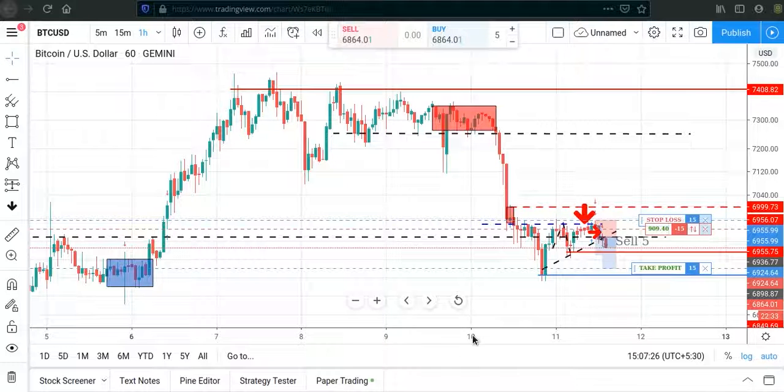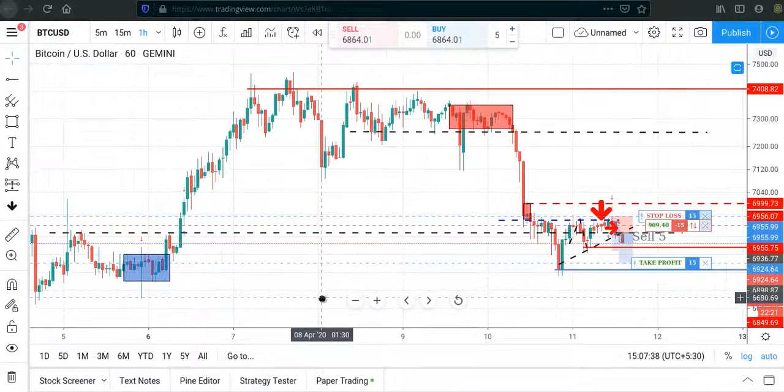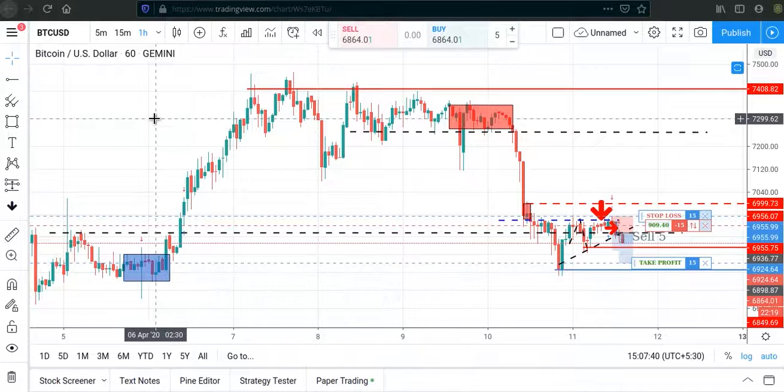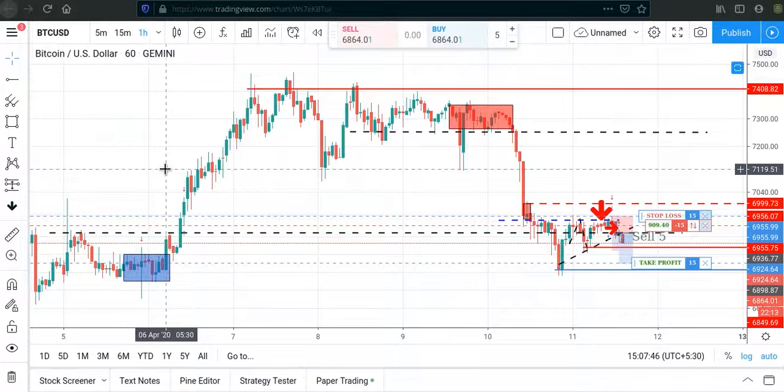I just wanted to make a quick video on how the analysis of this trade went. What are the things I looked for, so that you can get a glance on how it is done. Let's start. This is the hourly time frame that I'm looking at.